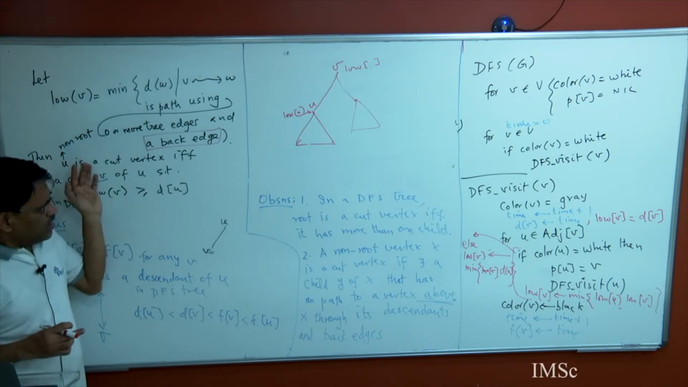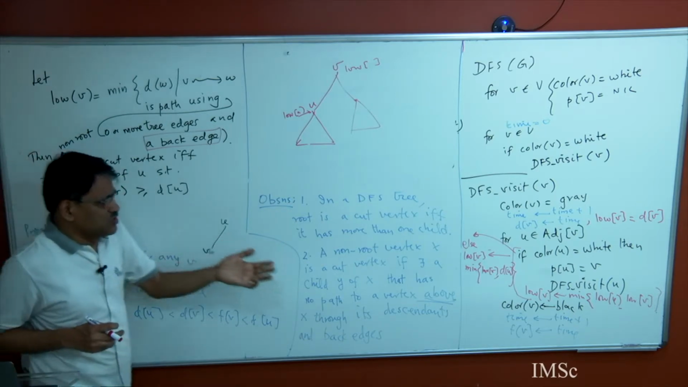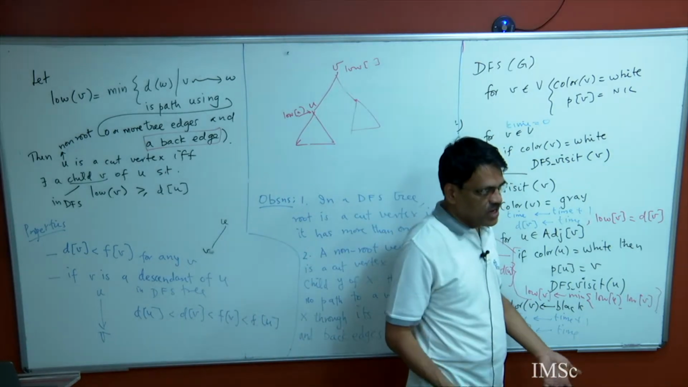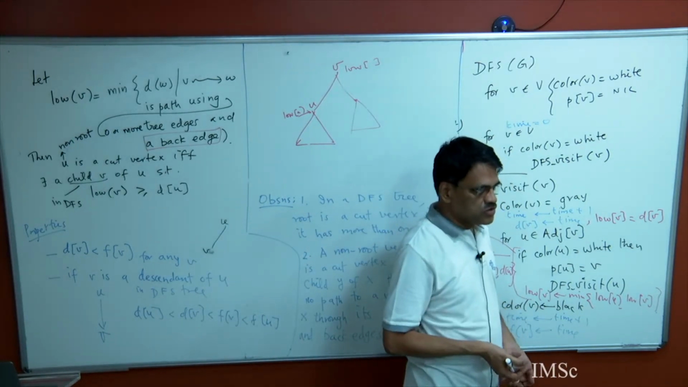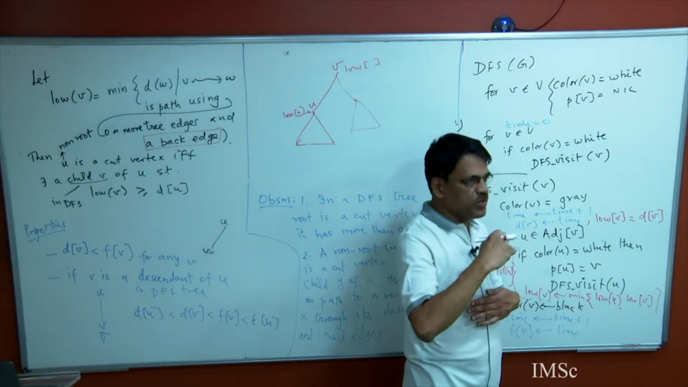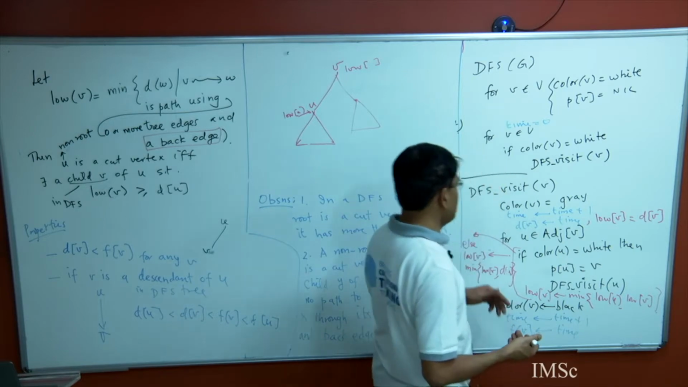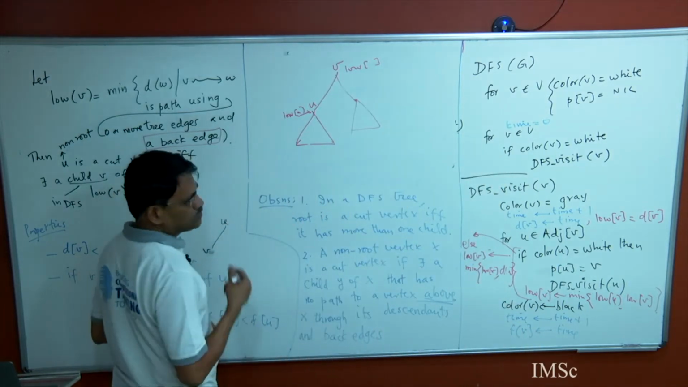In fact, even this check can be done as soon as you finish. The moment you explore, you just go and say, okay, do I have a child whose low value stays with me? Then I know at that time itself I can declare a cut vertex, or I finish this and then do this check.